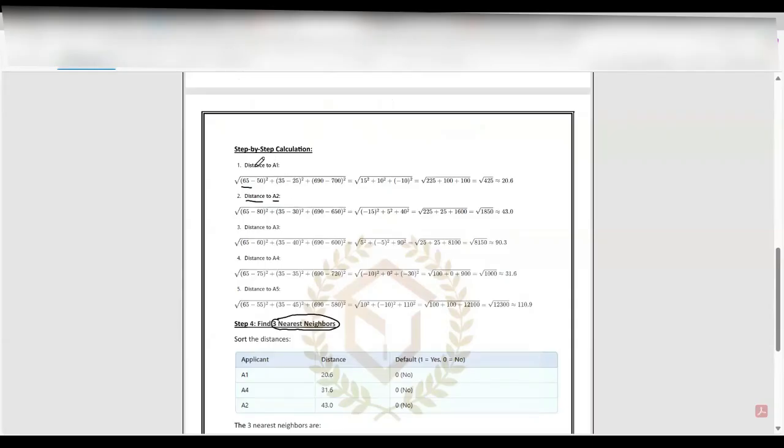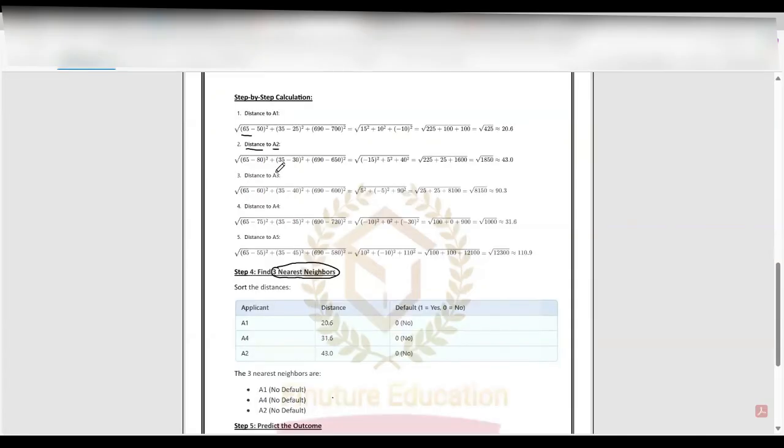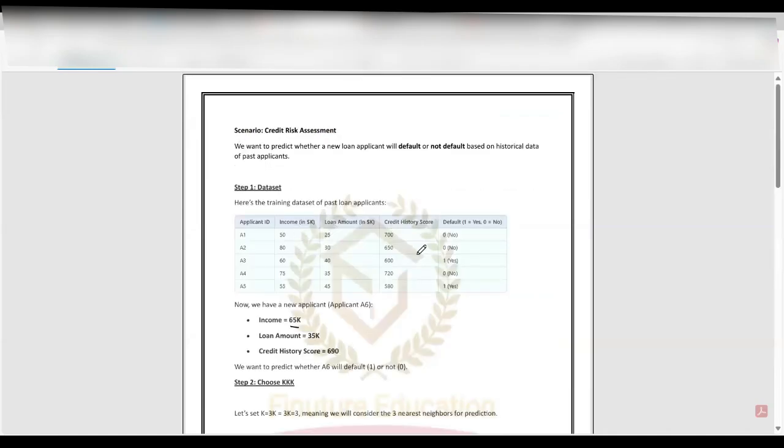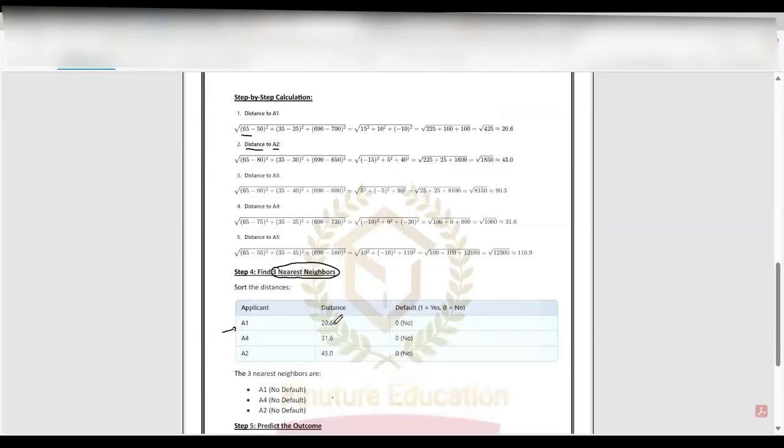Okay, so once you calculate the Euclidean distance, you have to arrange it in ascending order. This 20.6 was coming from the first, A1, and this 43 also. So when you had 50, 25, and 700, your distance was lowest. With the new application to A1, the lowest distance was 20.6, that you have kept as 1.